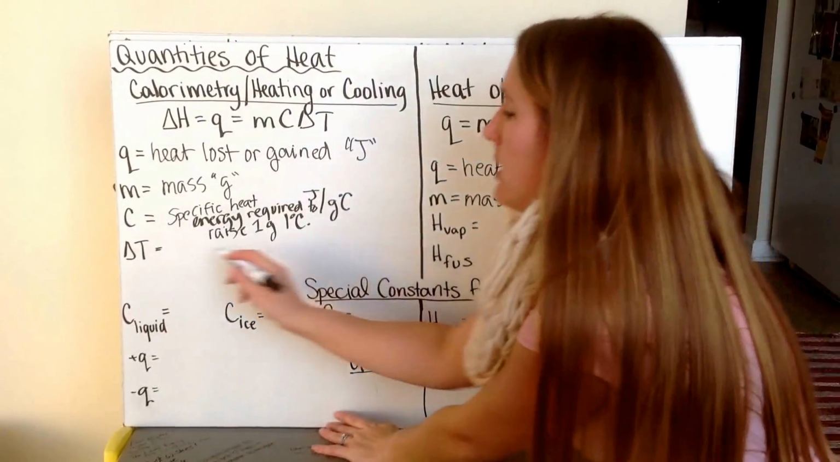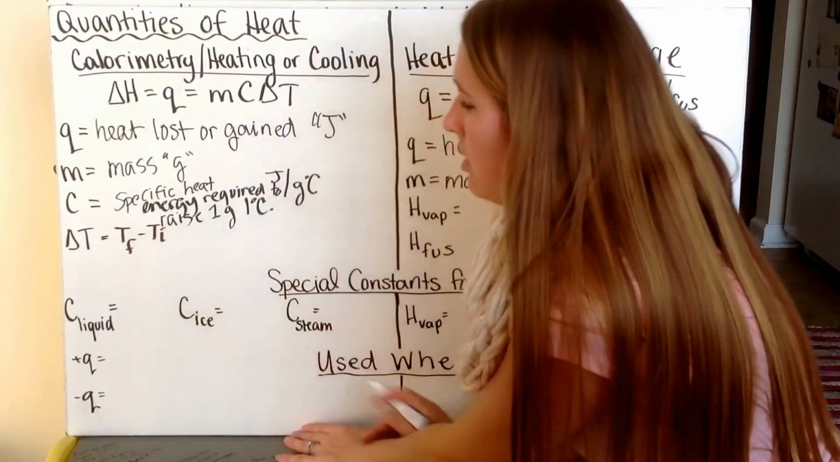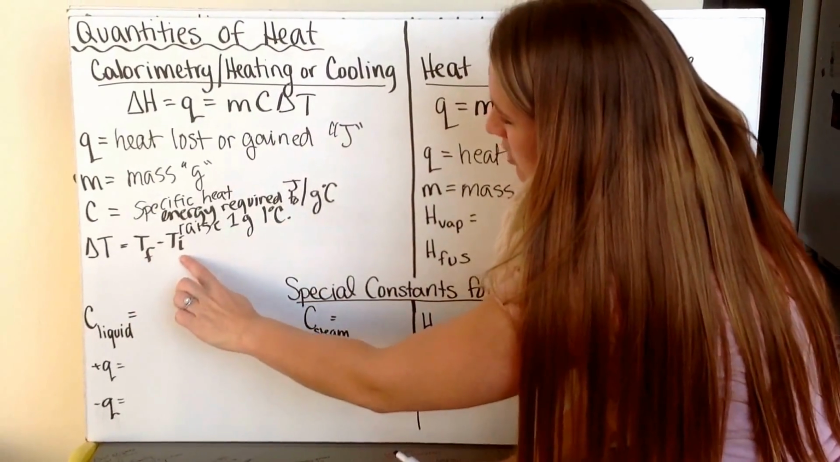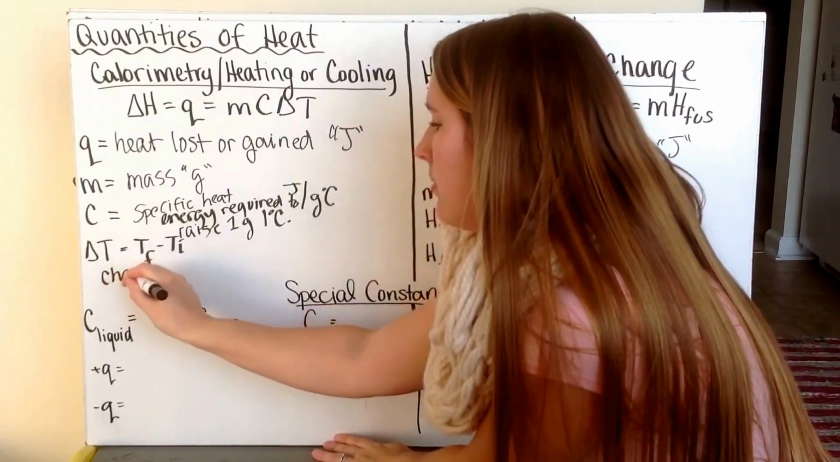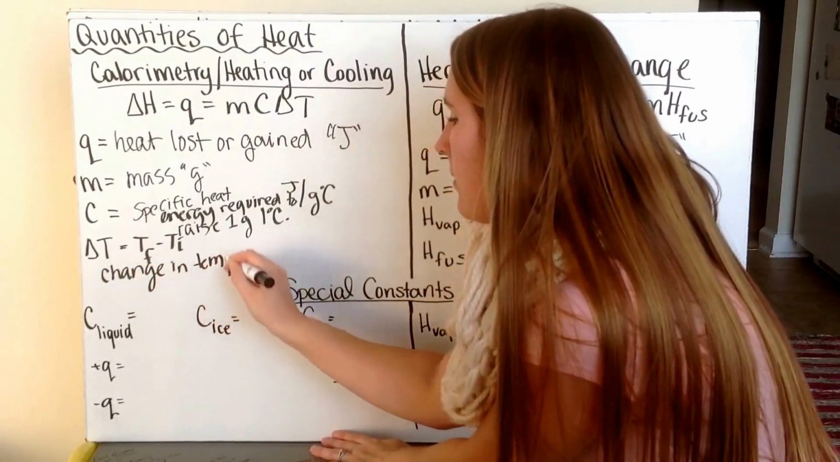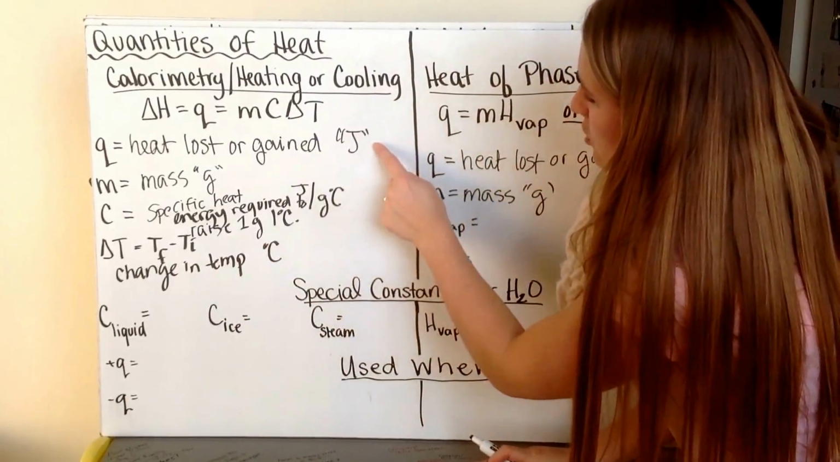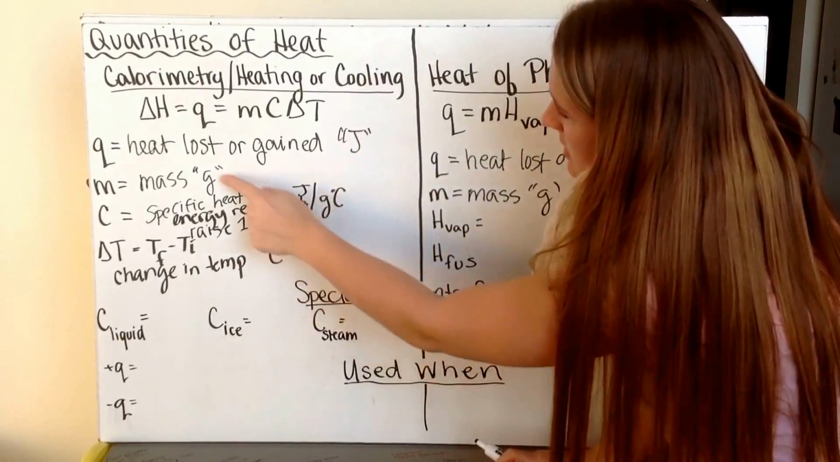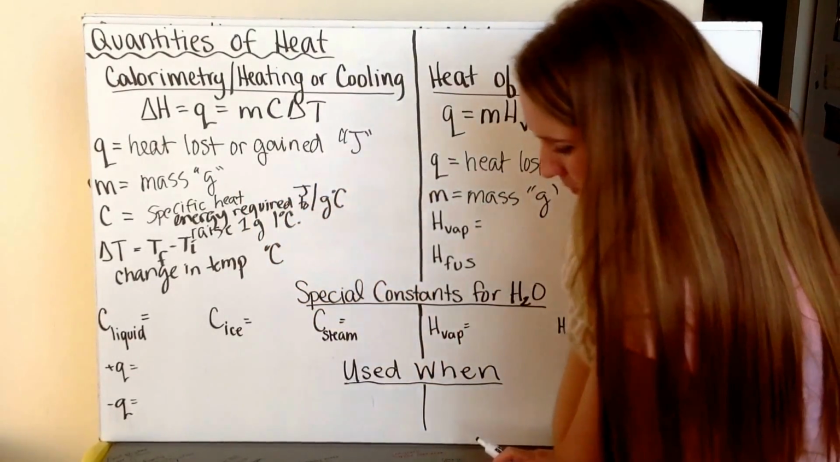Delta T is equal to T final minus T initial. So our final temperature minus our initial temperature, and that's our change. And that's going to be in degrees Celsius. Notice that I have joules, degrees Celsius, and grams, just like my units in my specific heat problem.